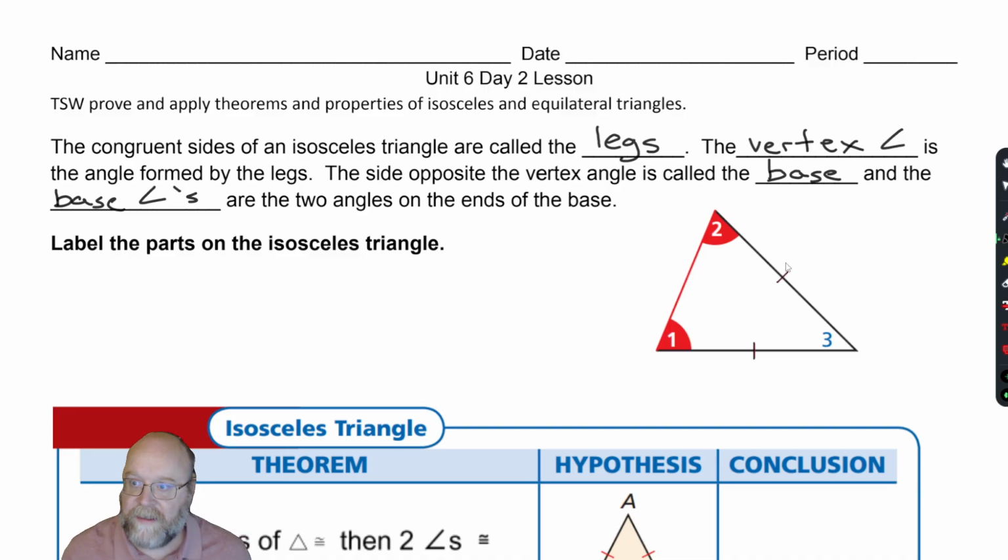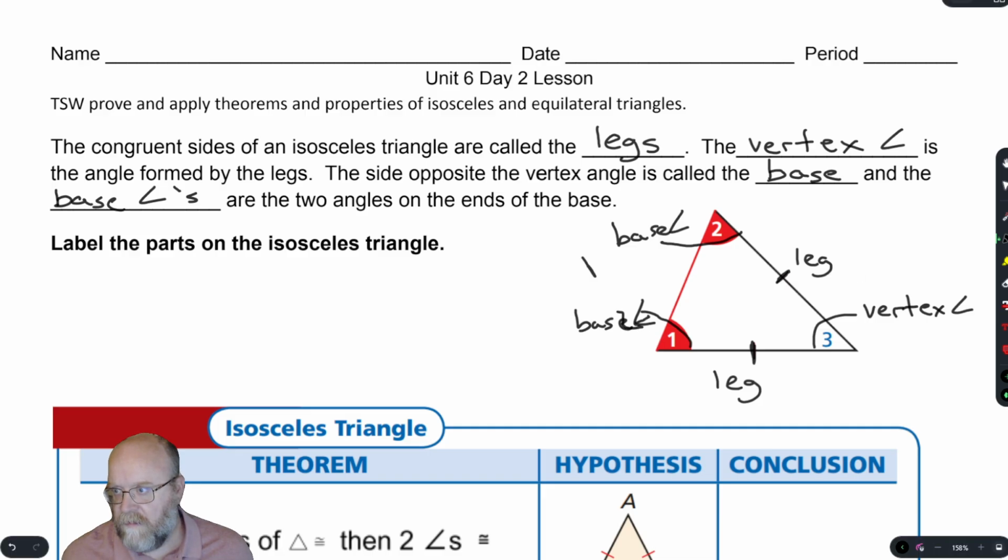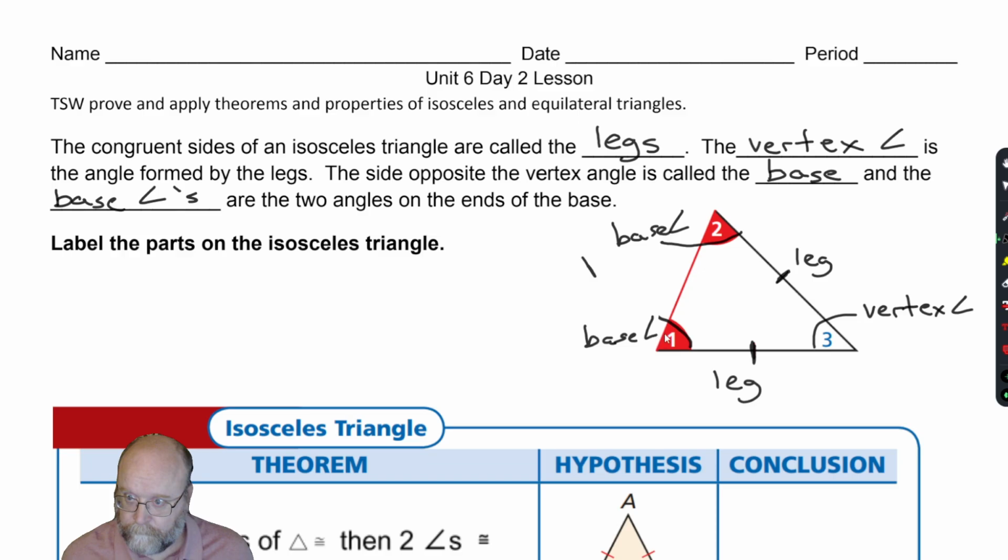So let's label it. Okay, so the legs are the congruent sides. So this one is a leg. This one is a leg. Congruent, remember, means the sides are the same length. Okay, and the angle that's made by these two legs, this angle 3 here, is the vertex angle. Okay, and angle 1 and angle 2, these are the base angles. And then this side right here is called the base.